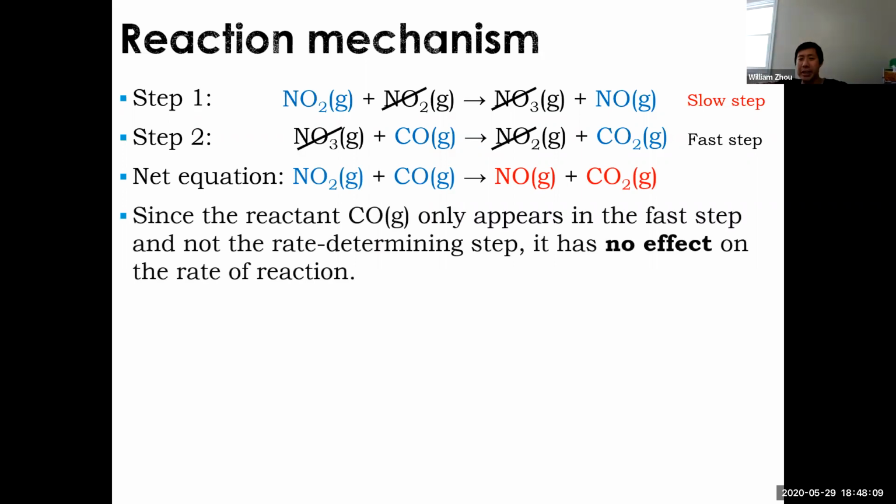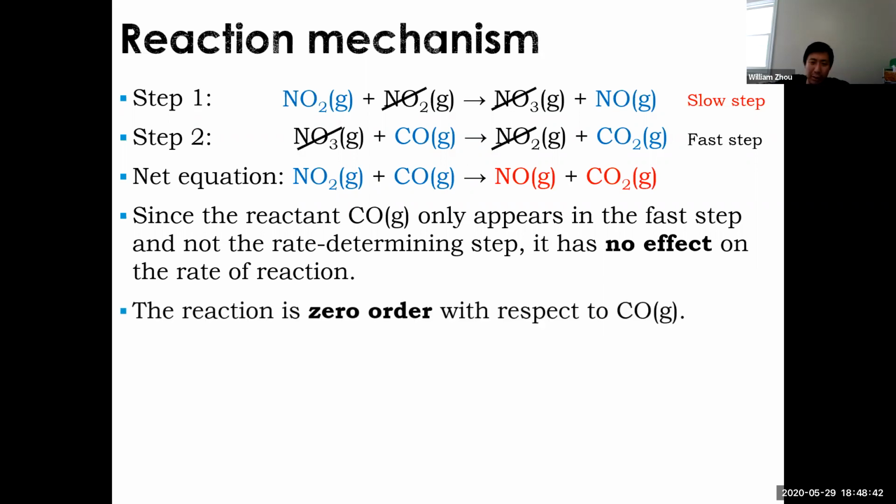So, since CO, the carbon monoxide, is a reactant, but it only appears in the fast step, and it does not appear in the rate determining step, it has no effect on the rate of the reaction. Increasing the concentration of CO doesn't actually speed up the reaction. Just like telling the Flash to run faster is not going to help because the turtle still swims very slowly. So that is not in the rate law. Well, who is in the rate law?